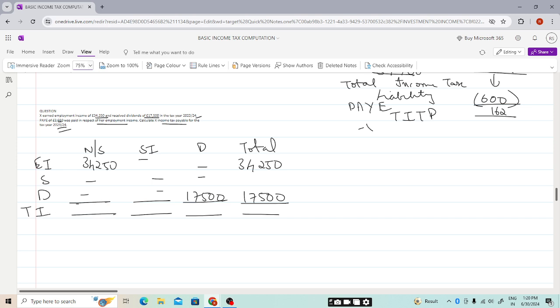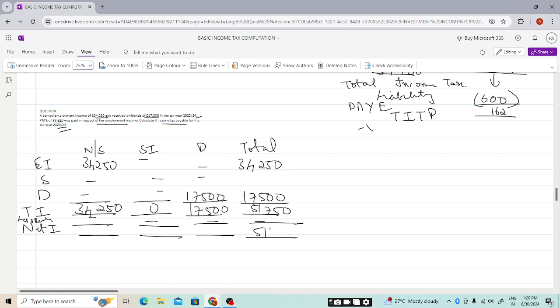So this will give us the total income. Our total income will be 34,250, saving income 0, dividend 17,500, so our total income will be 51,750. Now net income will be the same, as no relief is available. So our net income and total income will be the same: 34,250, 0, 17,500.